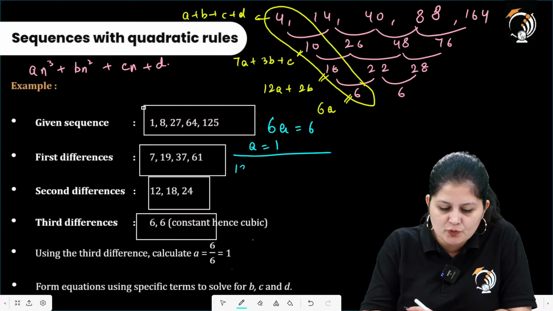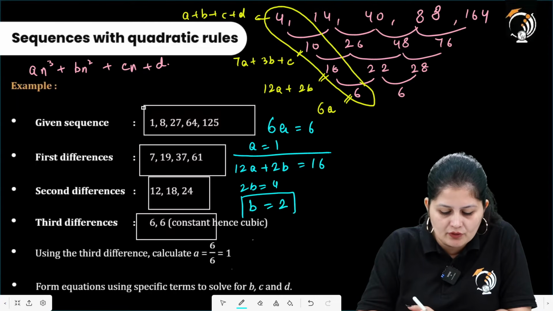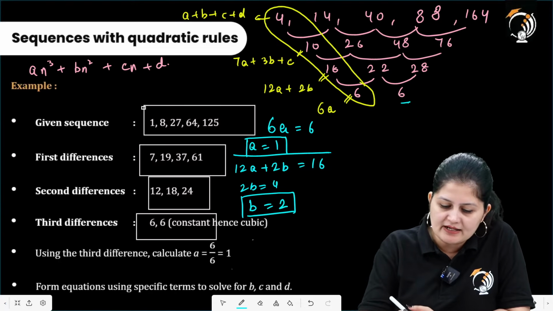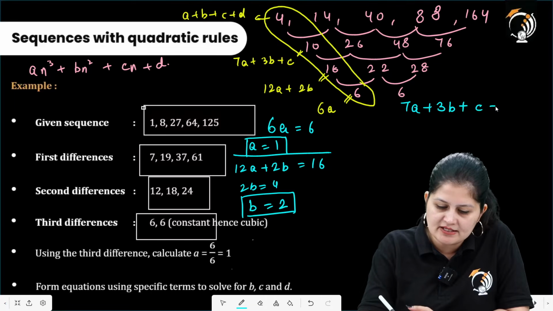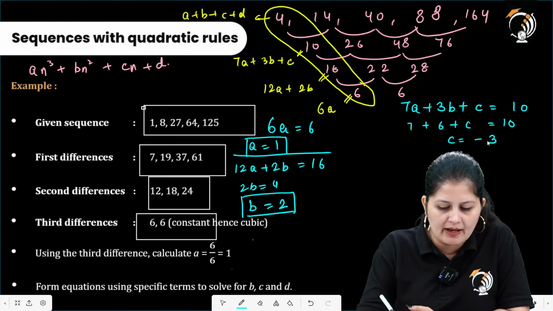So now we know the second one: 12a plus 2b is equal to 16 here. Correct. So we are going to get 2b is equal to 4, so b is equal to 2. So we have got a and b here. Further, we know that 7a plus 3b plus c is equal to 10 here. So 7 plus 6 plus c is equal to 10, so we are getting c is equal to minus 3.